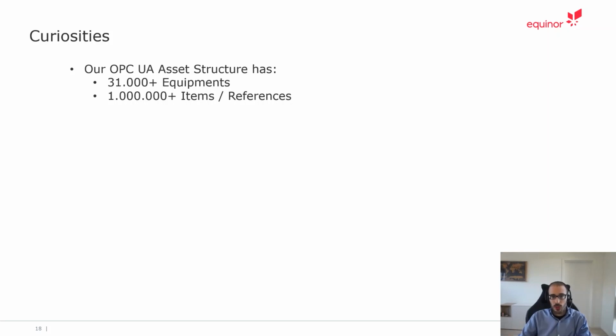Our UA asset structure has more than 31,000 equipments. So these are the equipments that are automatically assigned the type when we do the connection between our library and the database. And they have more than 1 million items and references.